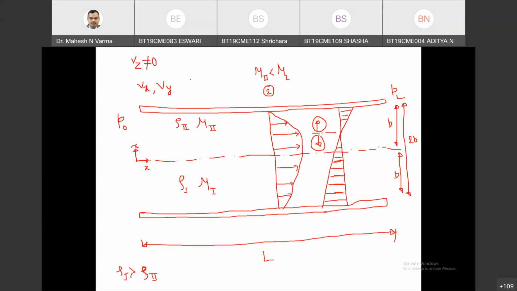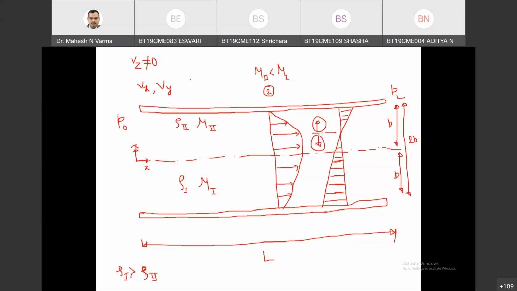Velocity x is varying only in the x direction. You are telling Vx equals 0, so you should know why there will be velocity in any case. Being a chemical engineer, these are very important. Why will there be velocity? There should be some driving force for velocity. Then only molecules will move.